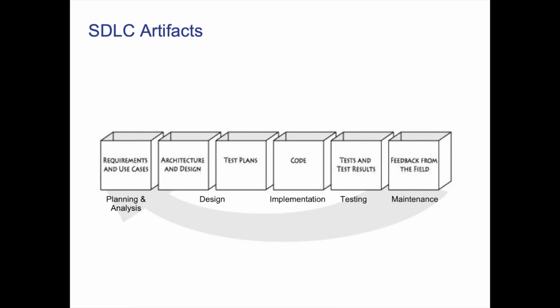During the implementation phase, the developers will create the program source code that implements the bug fix or new feature. During the testing phase, the specific tests that will be run and the results of those tests will be stored in files or a database. During the maintenance phase, feedback from customers will usually be logged in an electronic ticketing system such as Jira.